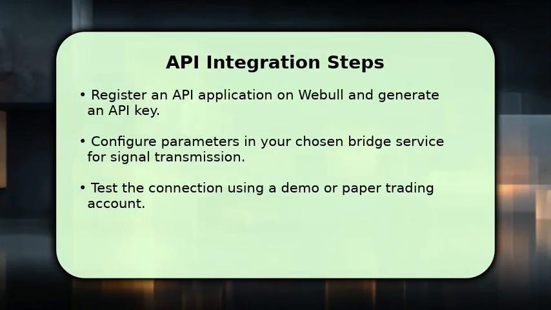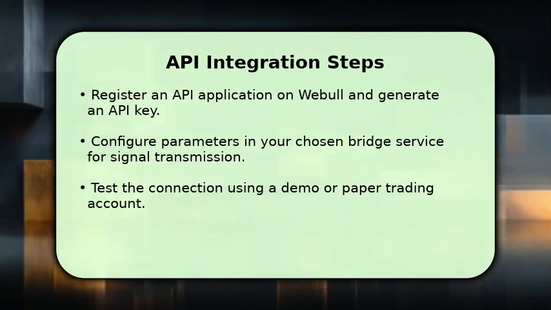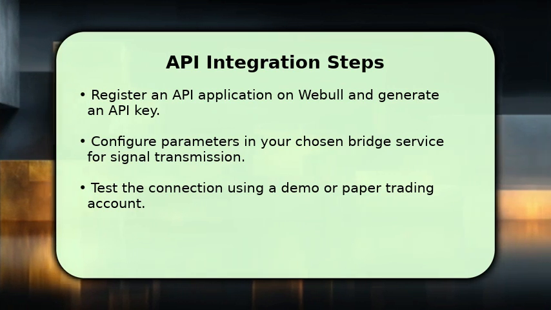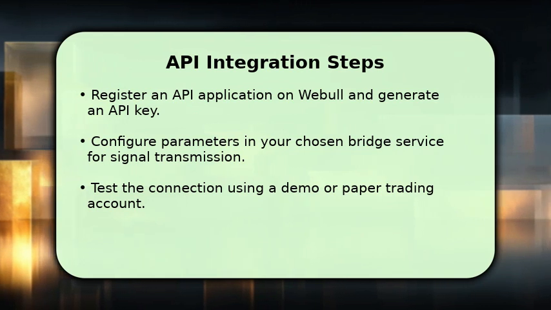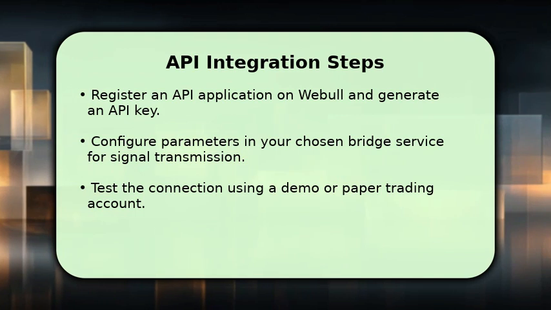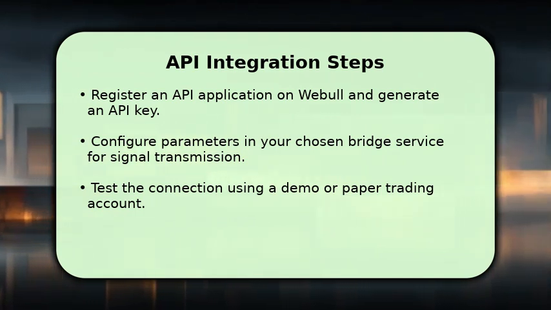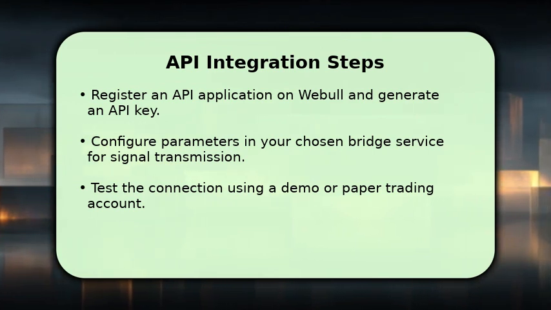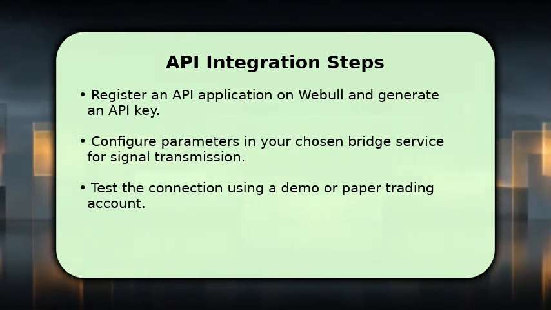To set up the connection, first log into Webull and register an API application to generate your unique API key and secret. Next, within your selected bridge service, you'll configure specific parameters. This includes defining what signals to transmit, such as price levels, order types, and lot sizes. Finally, it is crucial to test the connection thoroughly using a demo or paper trading account to ensure everything functions accurately before live trading.